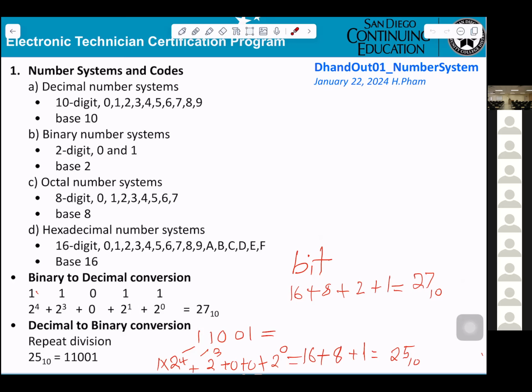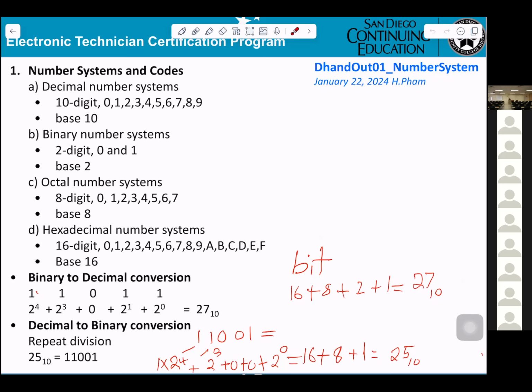That is why they get the name base 2. Octal, 8 digits, 0 to 7, base 8. Hexadecimal number, they get 16 digits, so that's why base 16. And now the binary to decimal conversion. Make sure everyone knows how to do it, okay?